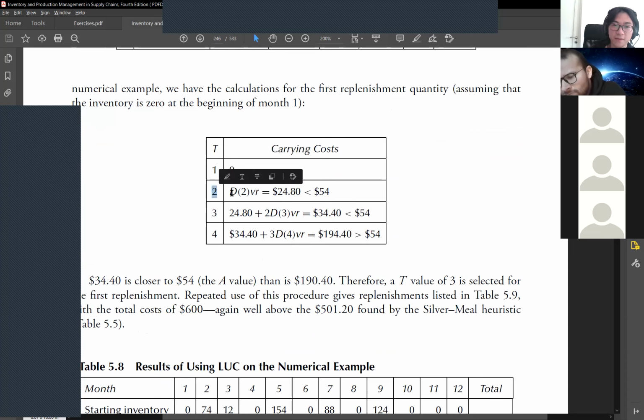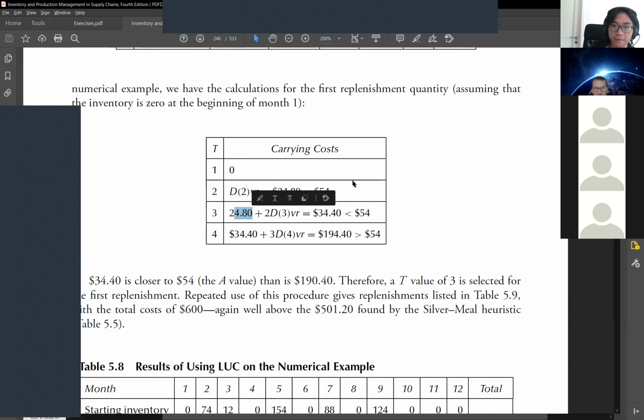And if it's 2, this is the demand in the 2nd month. And since T equals 2, this demand of the 2nd month stays in our inventory for 1 month. So we multiply it by 1 and multiply it by VR, and we get the total carrying cost. We leave this number here for later comparison if it's smaller than 54. If it's already larger, then it is the number. And we move on to T equals 3.